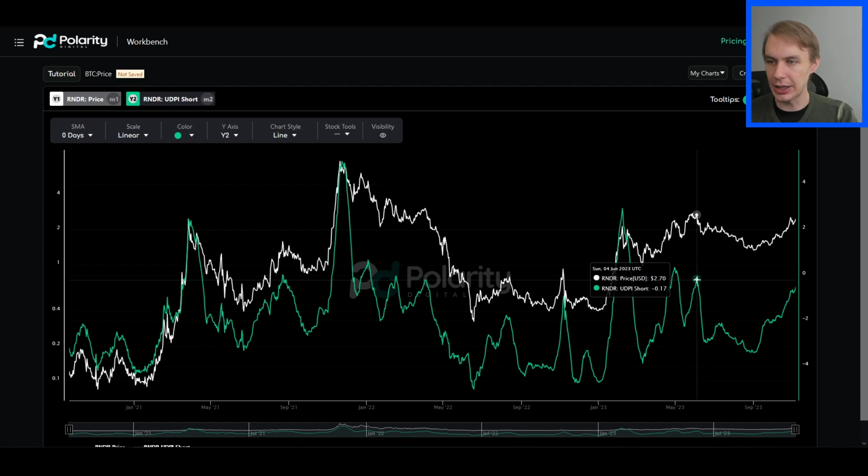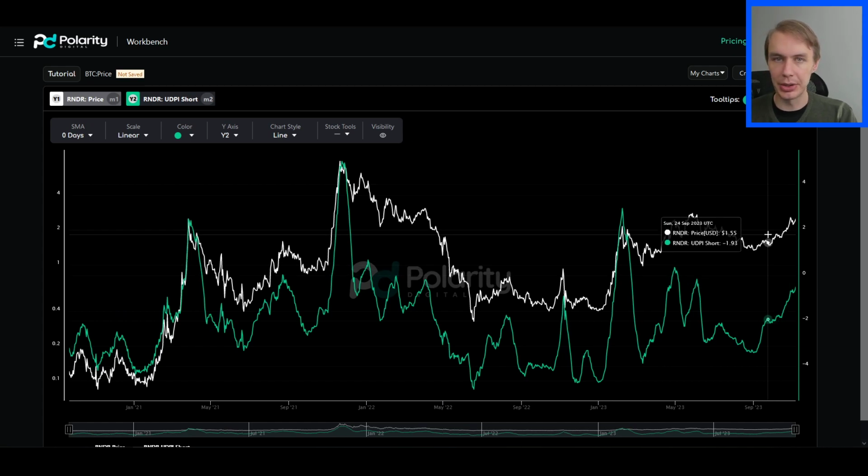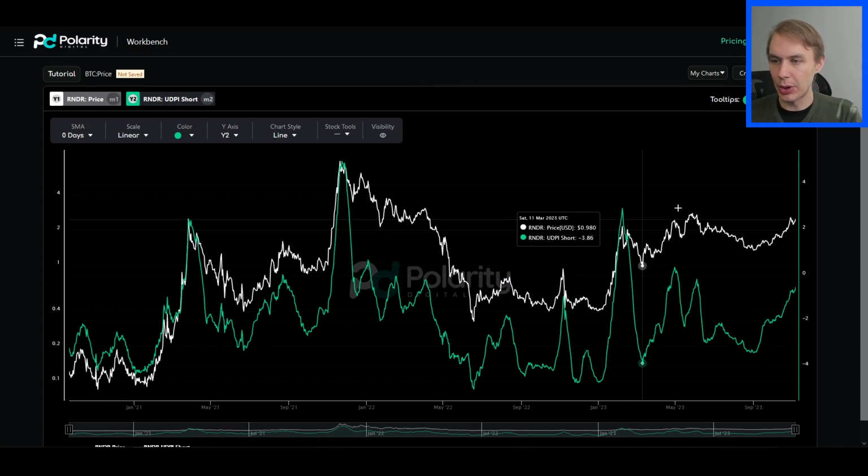And in fact, we haven't even hit the same short-term UDPI levels as we did at this local top, and certainly not the levels that we got to at this local top up here. So I think the levels above zero are certainly in play here for Render if the broader markets allow, if it wants to take advantage of that. So that's one of the things that I'm looking at.